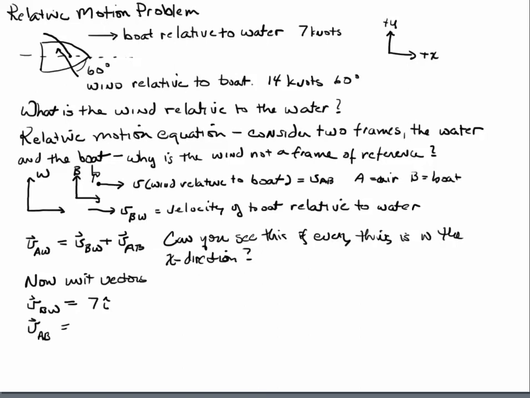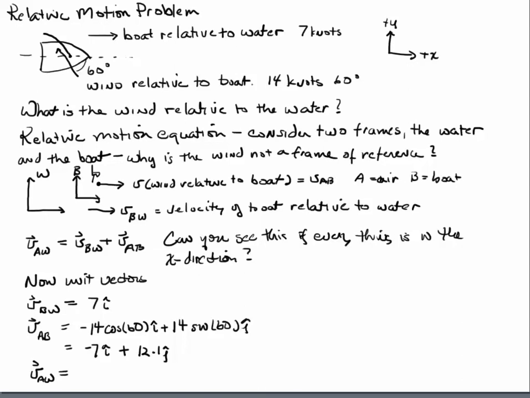Now, what is the velocity of the air with respect to the boat in terms of unit vectors? Go ahead, take a minute, write down what you think it's going to be. Of course, that's going to be minus 14 cosine 60 i-hat plus 14 sine 60 j-hat. And we can write it as minus 7 i-hat plus 12.1 j-hat.